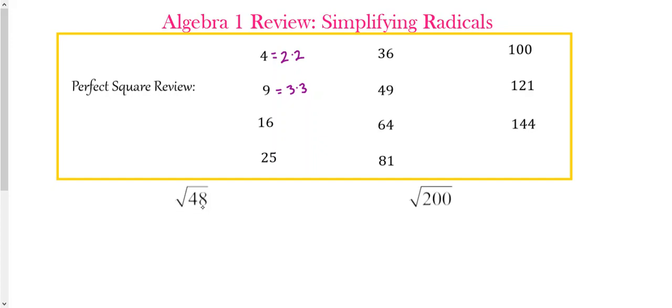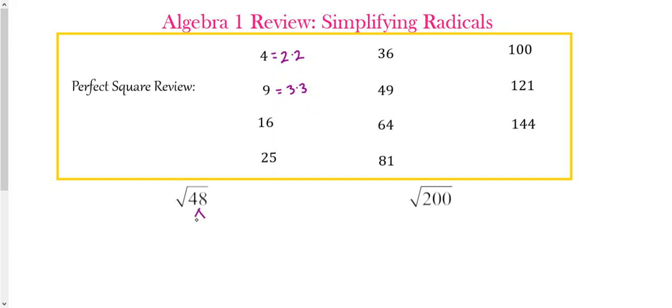So first I'm going to try and take the square root of 48. Now if I were to plug that in my calculator, that is not a perfect square. That's not on my list. So I can't get a number. But I am going to simplify it so the number underneath the square root sign is smaller. And that's the goal. I'm trying to get the smallest number possible underneath the square root sign.